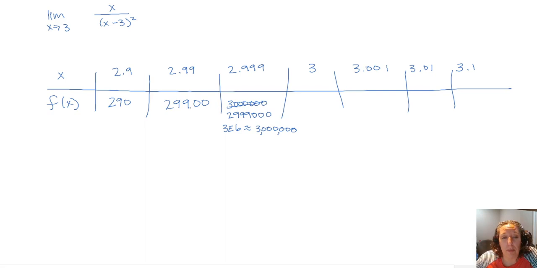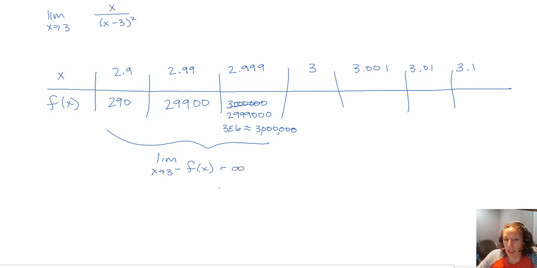And so we do see a pattern happening here. If we pick a number that's even closer to 3, like 2.9999, it's going to get closer. Coming from this direction, this part right here is telling us the limit as x approaches 3 from the left of our function. It looks like it's going to keep getting bigger and bigger numbers the closer we get to 3, and so that means it's going off to infinity.